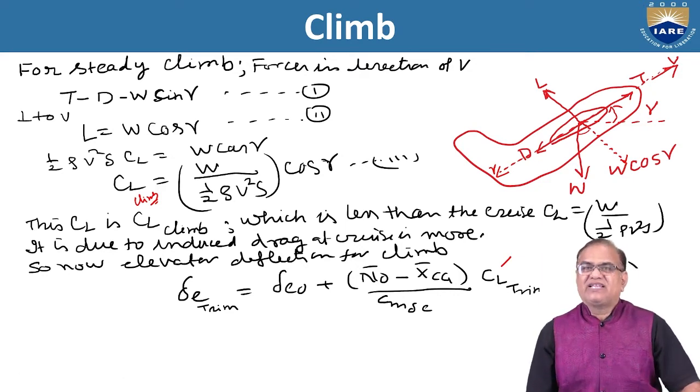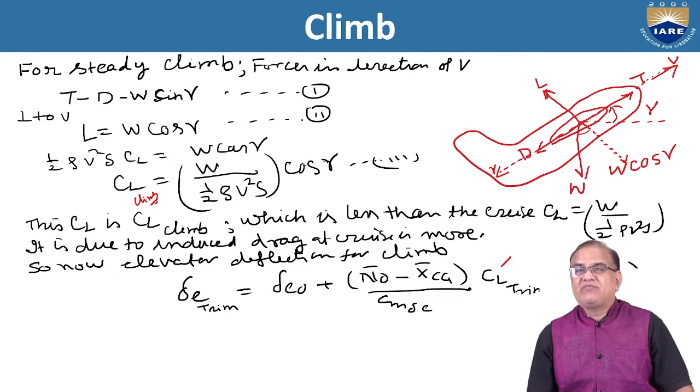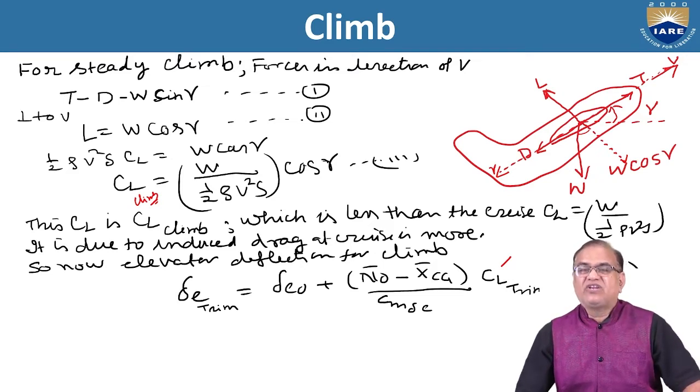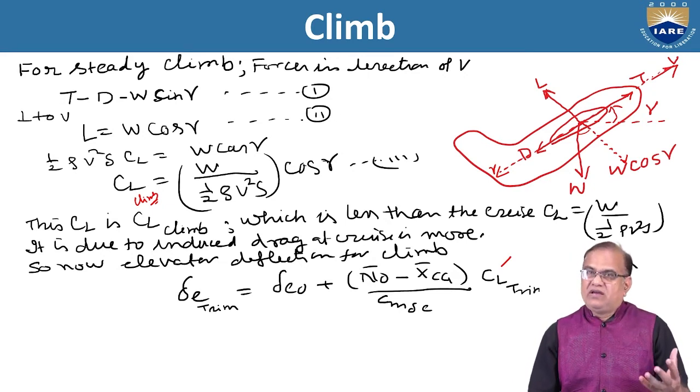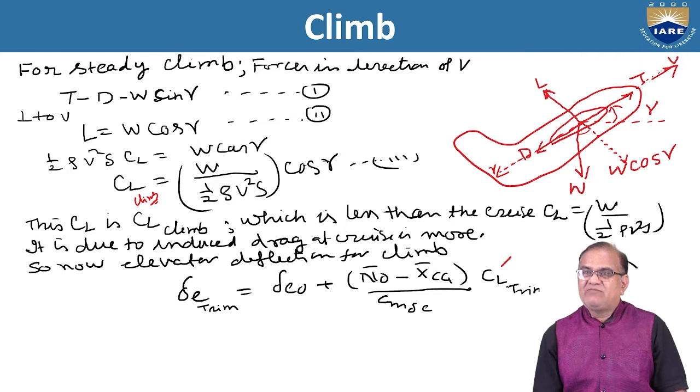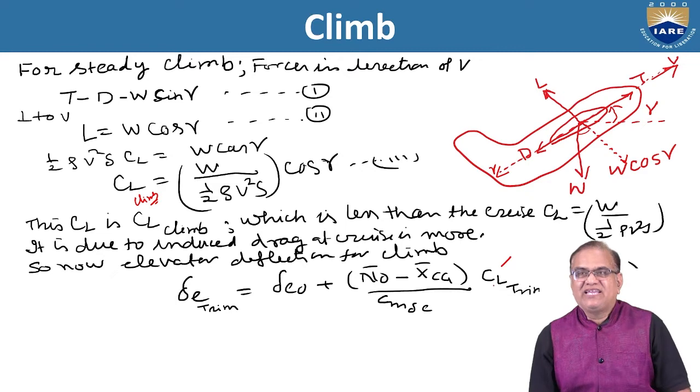So we can understand that the value of CL trim in the climb will be lesser than CL cruise. So delta E required during climb will be somewhat less than the delta E required during the cruise. That is the conclusion. If we compare climb and cruise, the CL trim of the climb is lesser than the CL of the cruise. So, keeping all other parameters constant, the delta E trim required for the climb is lesser than the delta E required for the cruise.